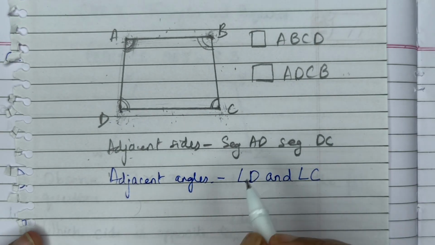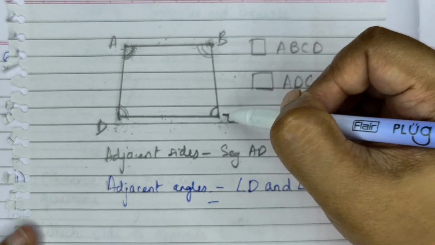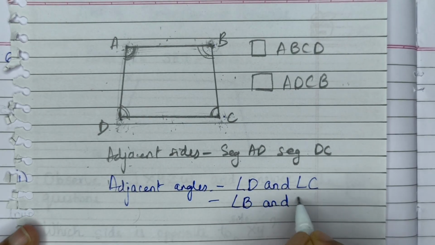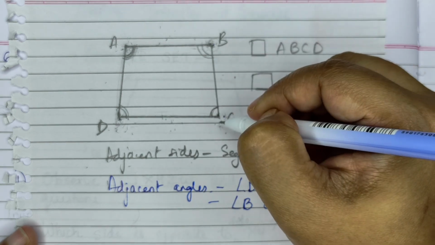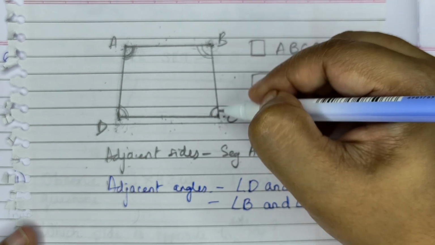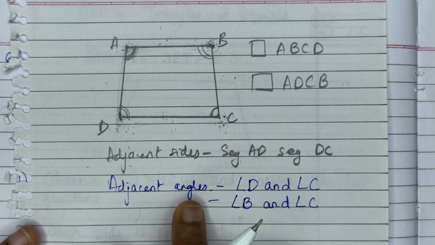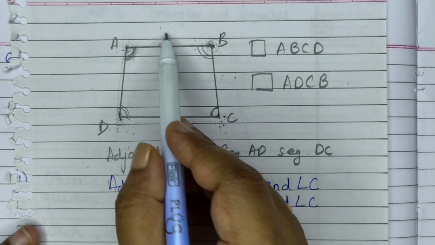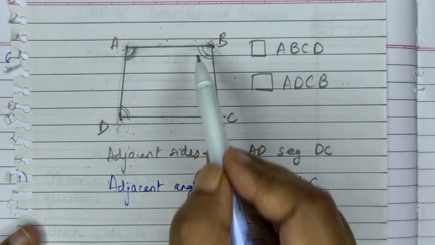Understood? Same way, for adjacent angles, see another adjacent angles, you can say B and C. So how will you write? Angle B and angle C. B and C are also adjacent. Why are they adjacent? Because the side is common. Understood? For both the angles. Adjacent sides, adjacent angles, you understood. You also understood opposite sides and opposite angles. These are the opposite sides, and these are the opposite angles.